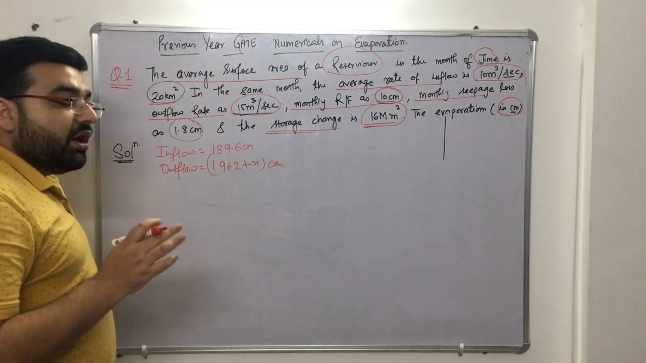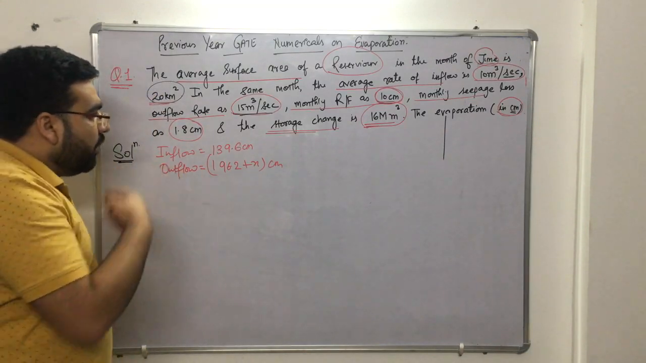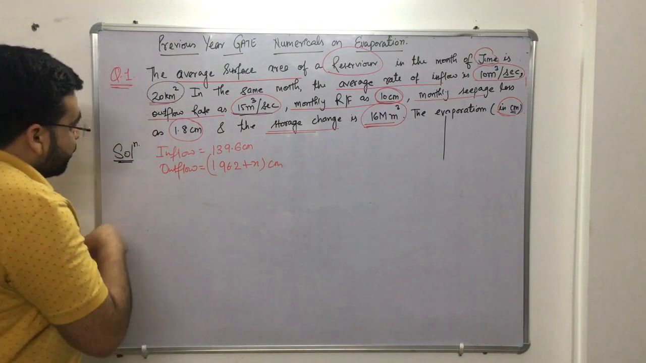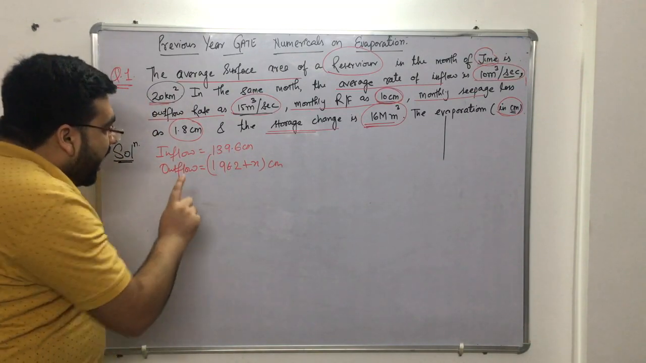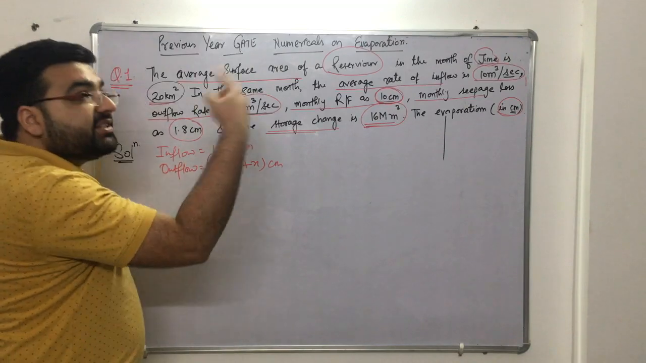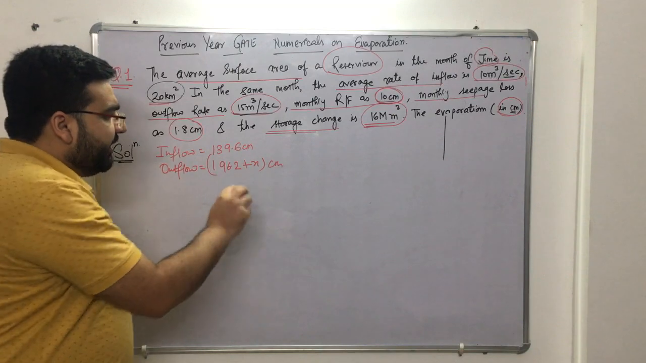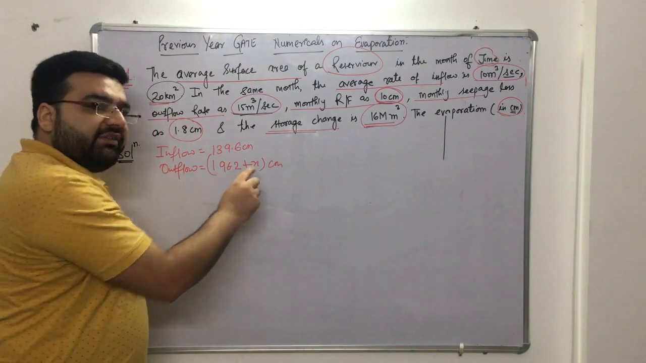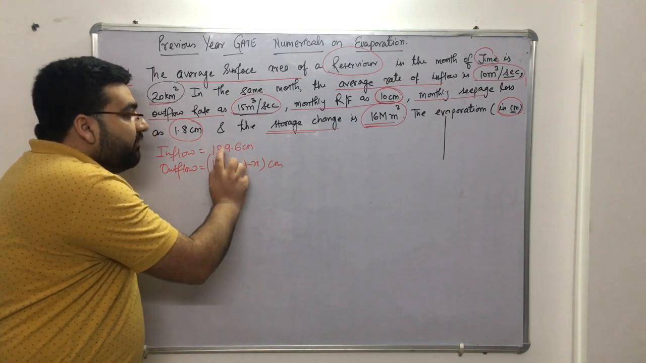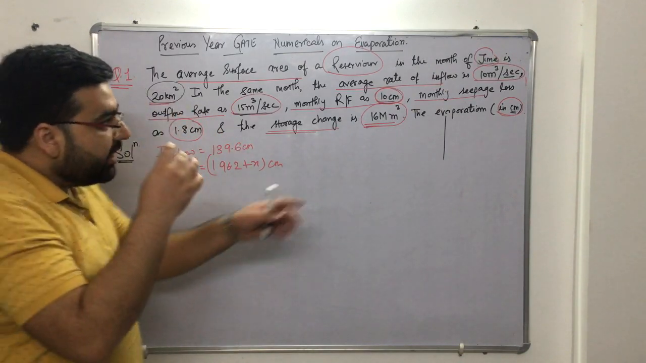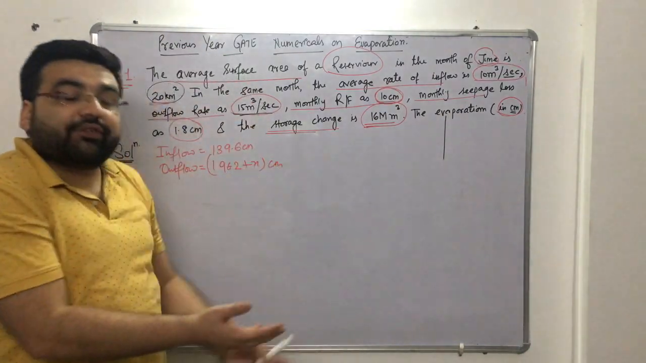So storage is given, but I don't know whether it will be negative or positive. Now that can be determined with the help of this. So inflow is 139.6, simple. Outflow is 196.2 plus X. X can be anything, 1 centimeter, 2 centimeter. So even if X is 0 centimeter, 196.2 is greater than 139.6. It means that in this catchment area, the outflow is more and the inflow is less.